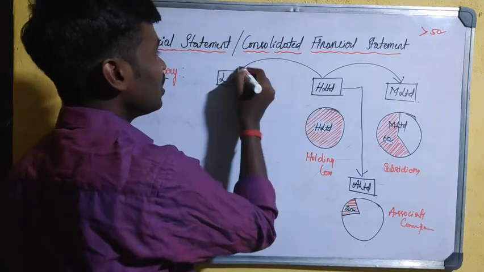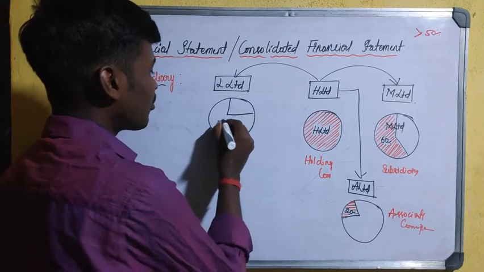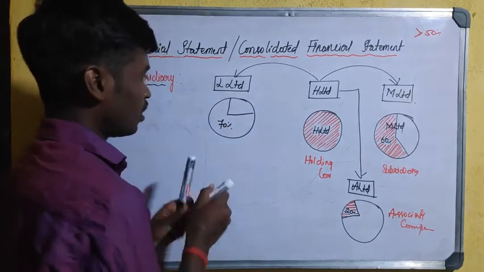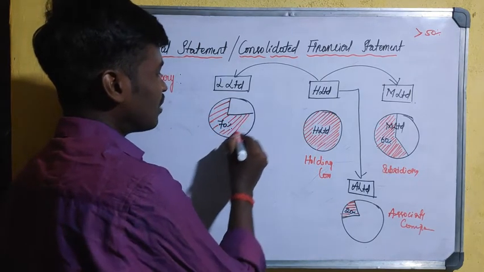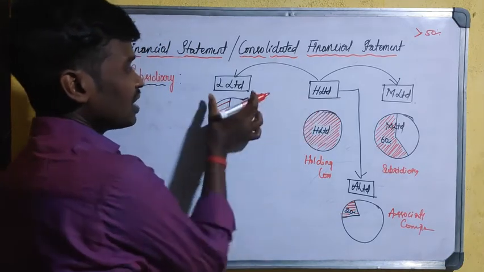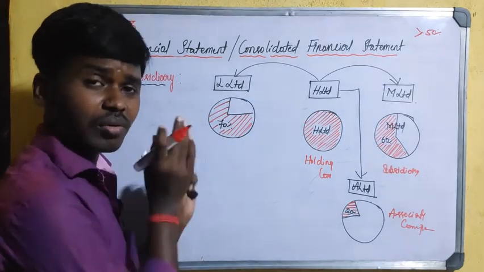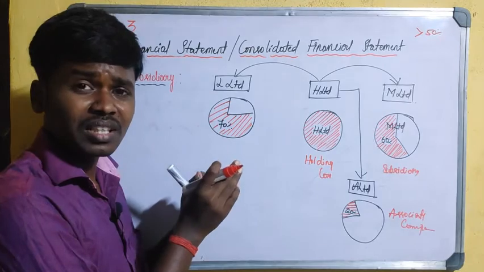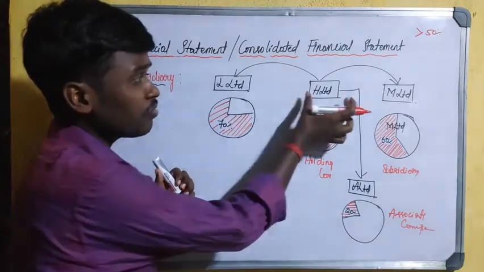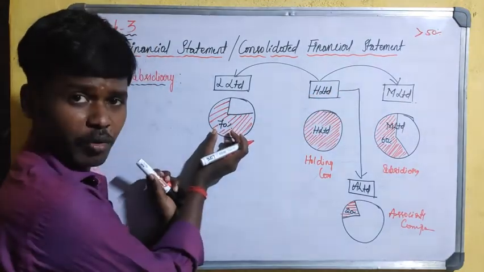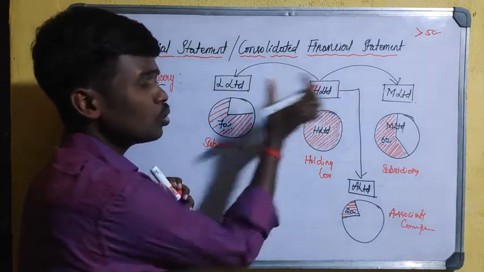In L Limited, assume 70% of share capital. So in this example, H Limited is investing 70%, a majority of share capital, in L Limited. If one company invests more than 50% of share capital, then that company will be the subsidiary of this company. So see, above 50%, right? So it is also a subsidiary company to H Limited.